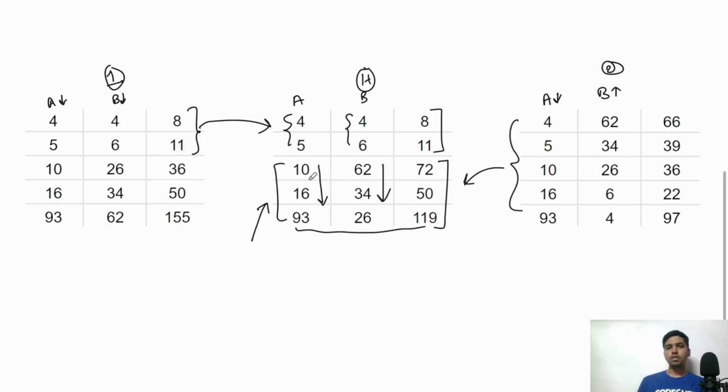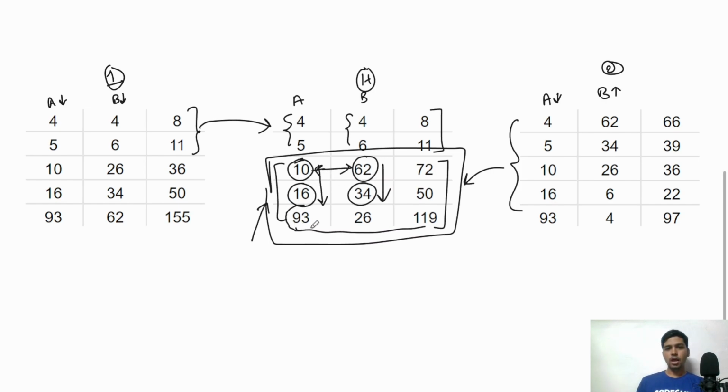So from here you can see that, considering this section only, okay, now consider this section only, the smallest number in A is getting added with the largest number in B. Okay, and then the second smallest is getting added with the second largest, and the largest in A is getting added with the smallest in B. So this is one of the patterns which we are automatically getting here. Okay, now this will give the values as 72, 50, and 119.